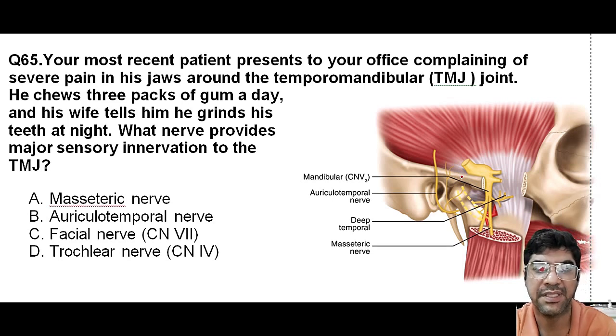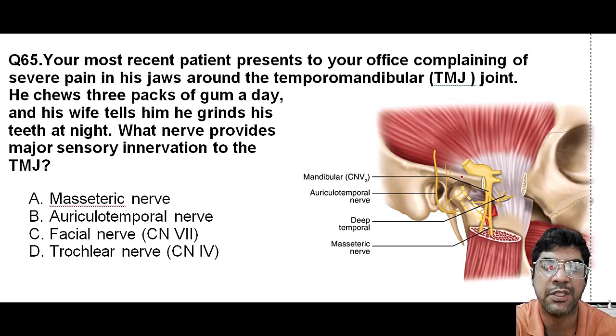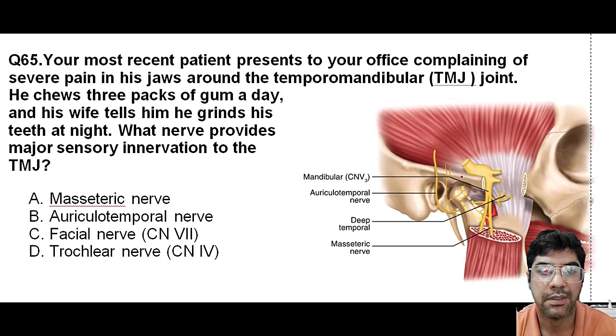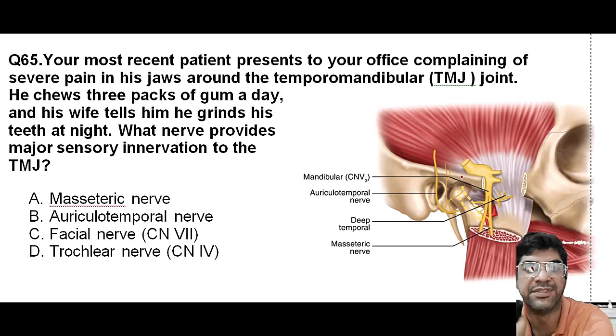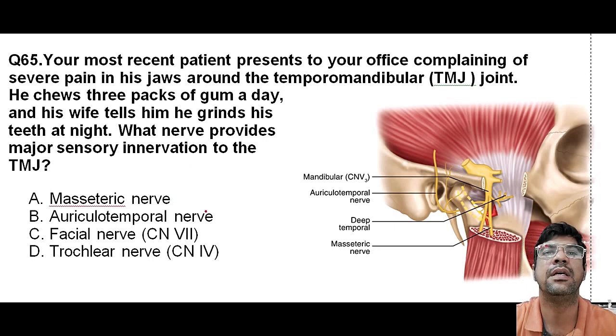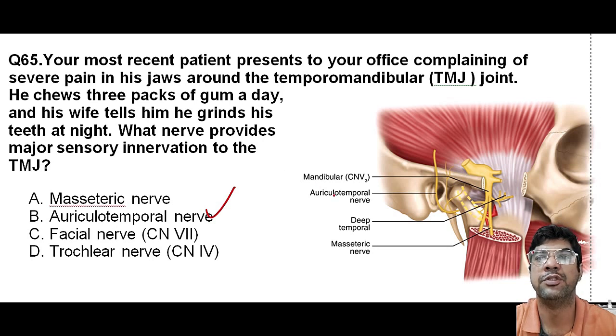Your most recent patient presents to your office complaining of severe pain in his jaw around the TMJ. He chews 3 packs of gum a day and his wife tells him he grinds his teeth at night. What nerves provide major sensation to the TMJ? The answer is the auriculotemporal nerve, which arises from the posterior division of the mandibular nerve and supplies the posterior portion of the TMJ. While the masseteric nerve and the deep temporal nerve also carry some sensory fibers to the TMJ, the auriculotemporal nerve is the primary nerve responsible for providing sensory innervation to this joint.